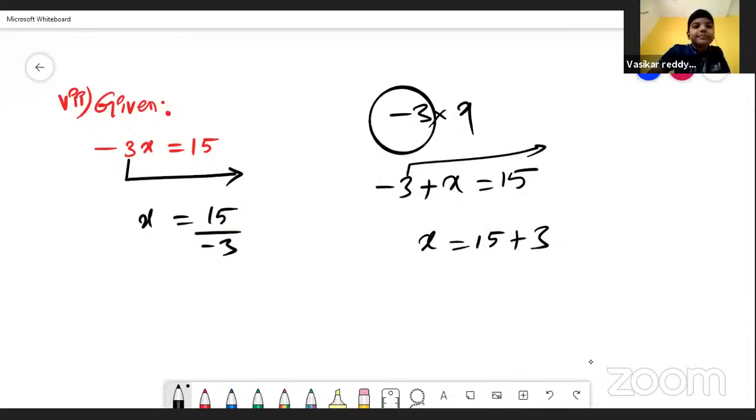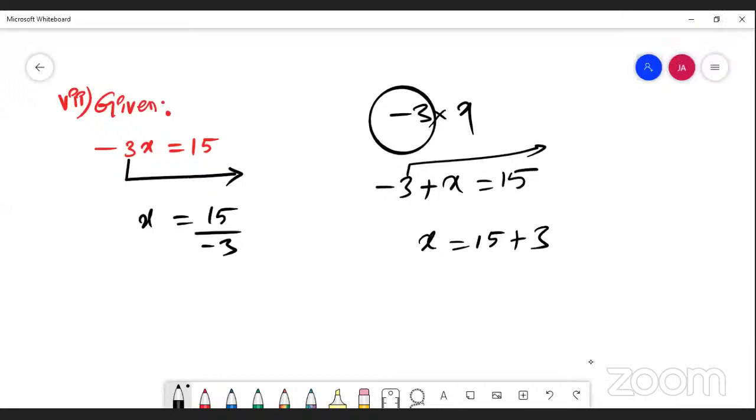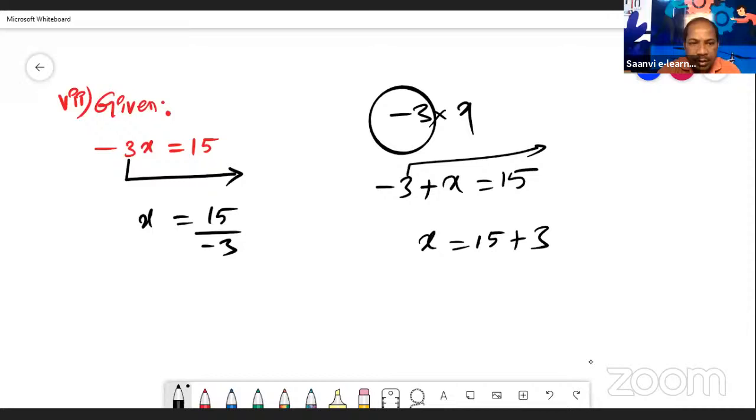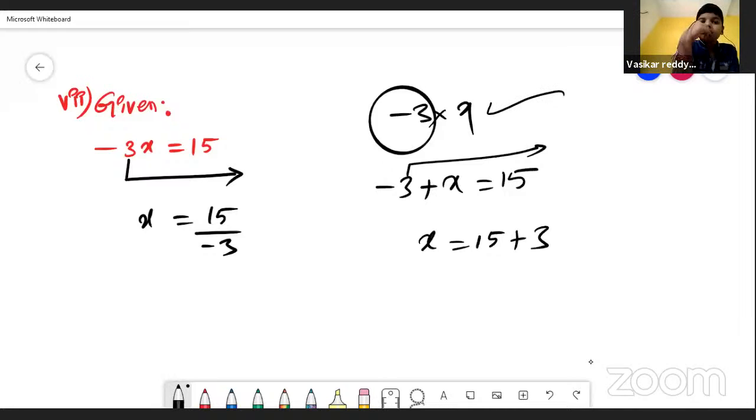Why? Because here there is no relation between minus 3 and x. Minus 3 is one term, x is a different term. The middle plus symbol is dividing these two terms. But in minus 3x, both are together, so the relation is minus 3 into x. Minus 3 is multiplying, so when we send it this side, we will divide. When we simplify, 3 1s are 3, 3 5s are 15.